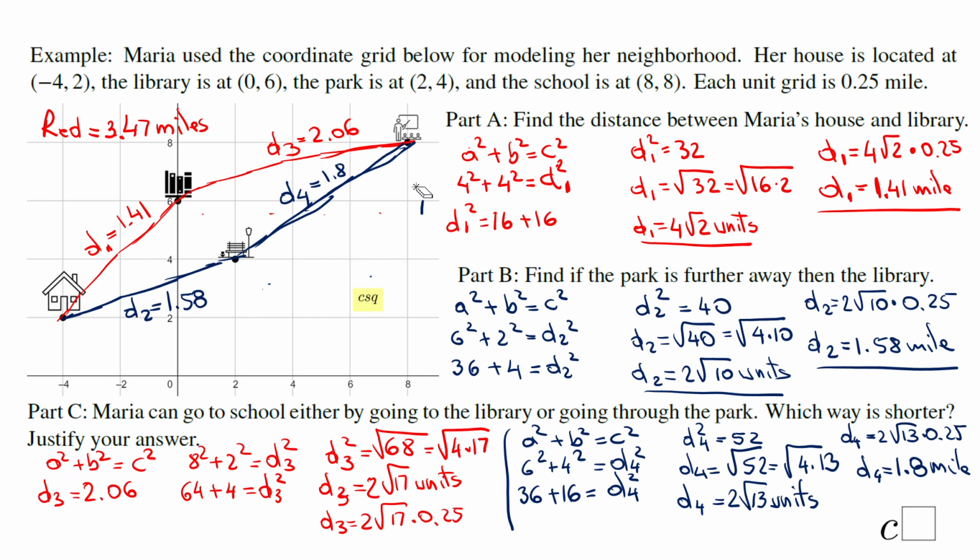Okay, so what do we have to do here? Just add these two numbers, 1.8 and 1.58. That is 3.38. So if you notice, very close, this distance is this path. Okay, but again, if Maria wants to go fast to school, she better use the blue path.